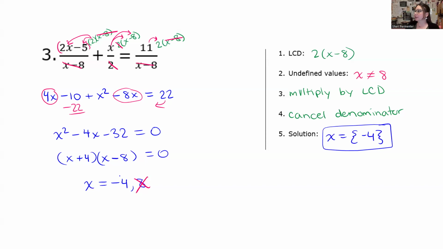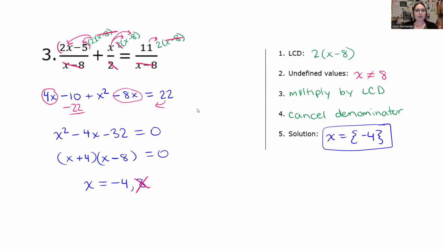It is very important, even if one of the solutions doesn't work, that you show me that you solved and got both solutions, and then you mark it out. That's very important. You have to put both solutions, even if one doesn't work. You have to show me it doesn't work.